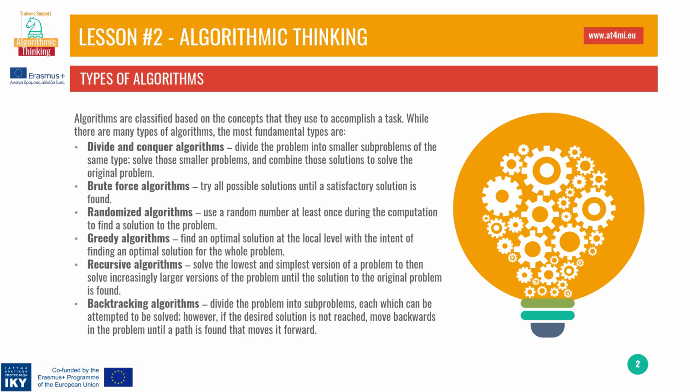Backtracking algorithms divide the problem into subproblems, each of which can be attempted to be solved. However, if the desired solution is not reached, move backwards in the problem until a path is found that moves it forward. Dynamic programming algorithms break a complex problem into a collection of simpler subproblems, then solve each of those subproblems only once, storing their solution for future use instead of recomputing their solutions.